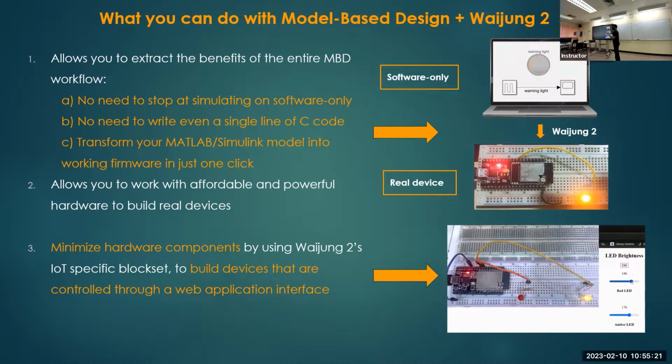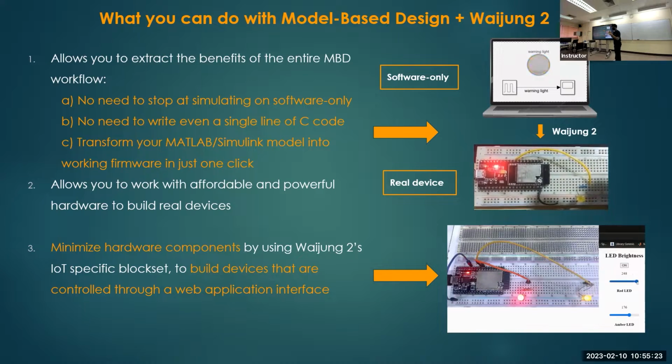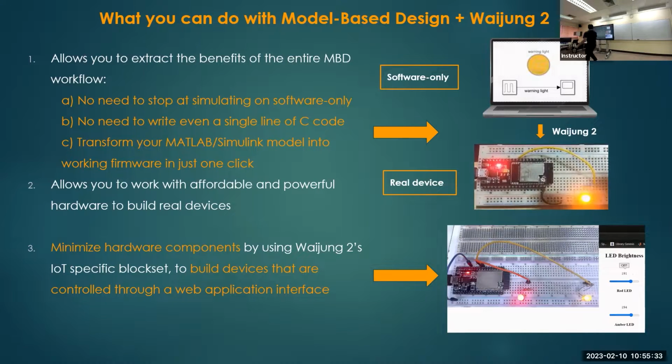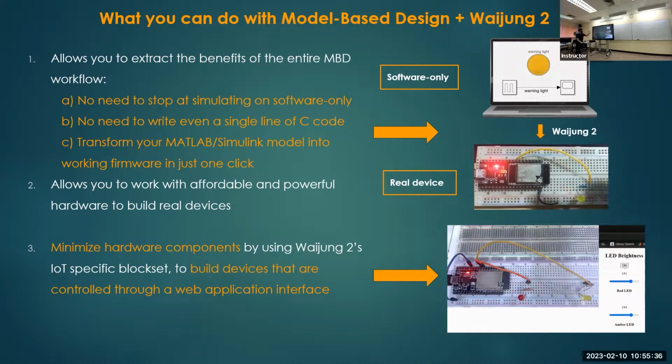But to convert it to a real device and make it into a real product, if you use Waijung 2, this is what you can have. You can simulate exactly what you want to do, and then you can deploy that and convert that into a real product, right? And so this really allows you to work with affordable, powerful, low-cost hardware to build real devices. That's the power of this Waijung 2 software, right?